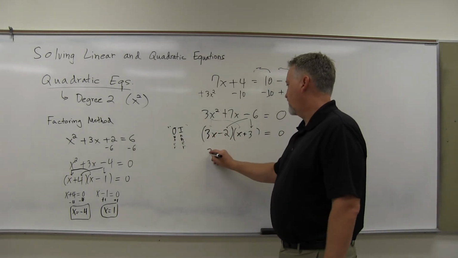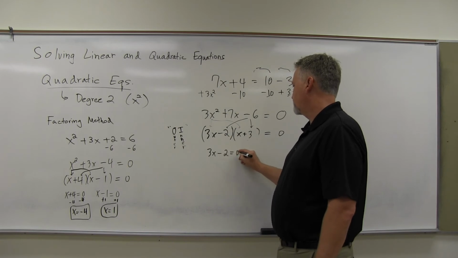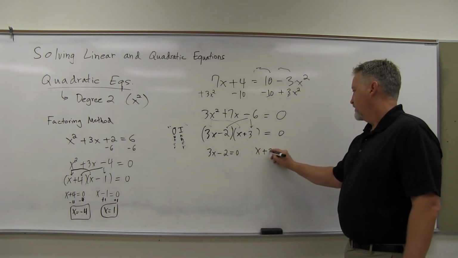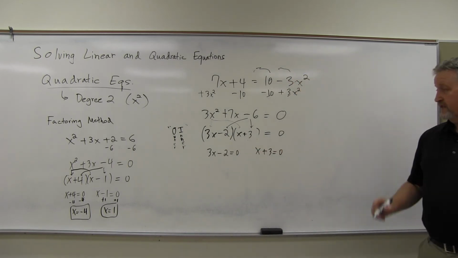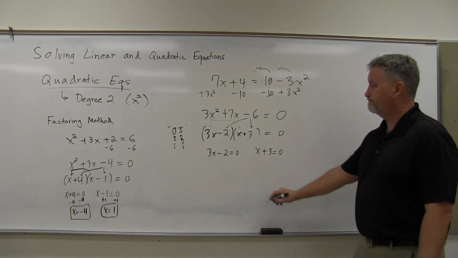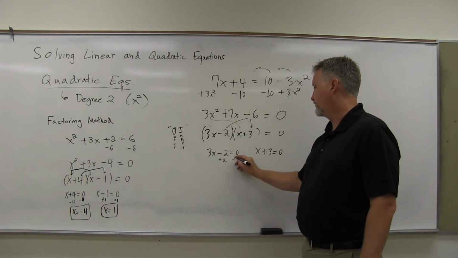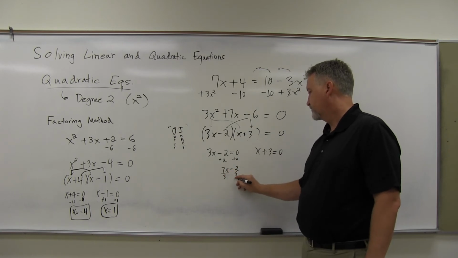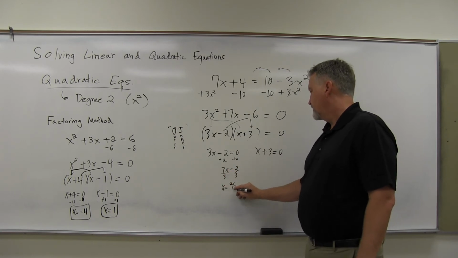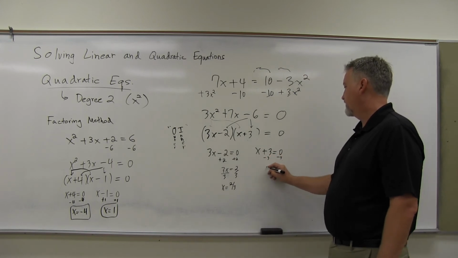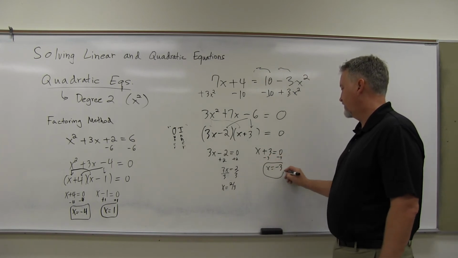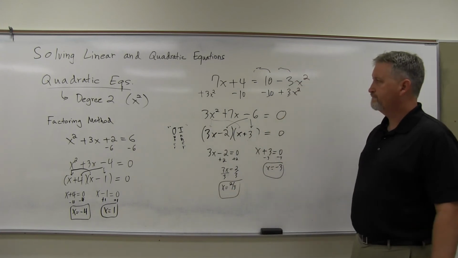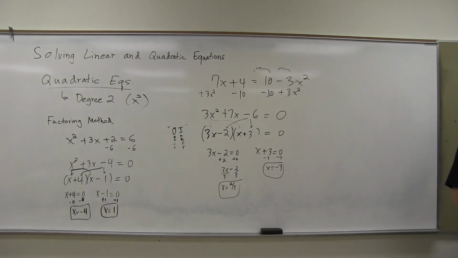All right, so then we've got the product equal to 0, so set the two factors equal to 0. We add 2, divide by 3 here, so 2/3. This is 2/3. Subtract 3, x is negative 3, so those are our two answers on that one. Okay? All right, so that's one other one on the factoring method.